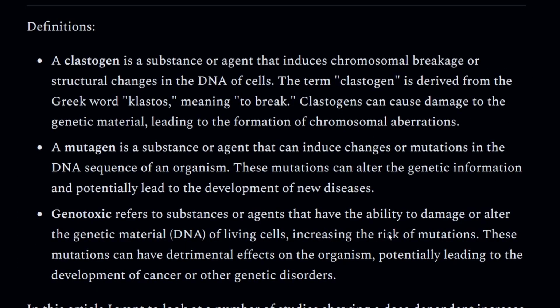So let's define some of these terms that keep popping up. A clastogen is a substance or an agent that induces chromosomal breakage or structural changes in the DNA of cells. The term clastogen is derived from the Greek word klastos, meaning to break. Clastogens can cause damage to the genetic material, leading to the formation of chromosomal aberrations. A mutagen is a substance or agent that can induce changes or mutations in the DNA sequence of an organism. And finally, genotoxic refers to substances that have the ability to damage or alter the genetic material of living cells, which increases the risk for mutations.